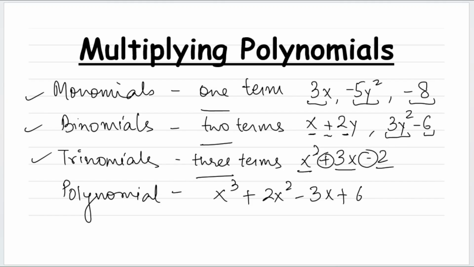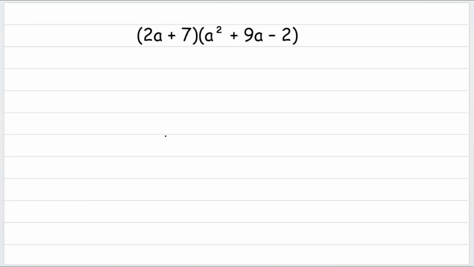Now let's get into our actual topic for today's class. That's multiplying polynomials. So when I'm saying multiplying polynomials, it means we are multiplying trinomial with monomial, binomial with trinomial, or in any other way. Basically, we are multiplying all kinds of polynomials. So let's take our first example. 2a plus 7 multiplied by a square plus 9a minus 2.